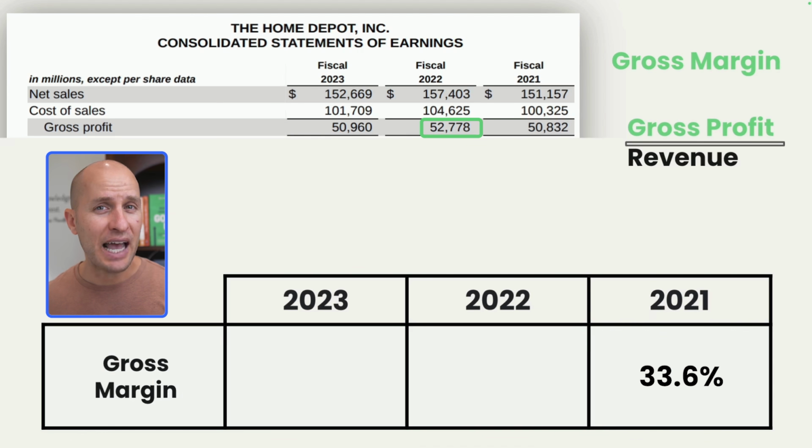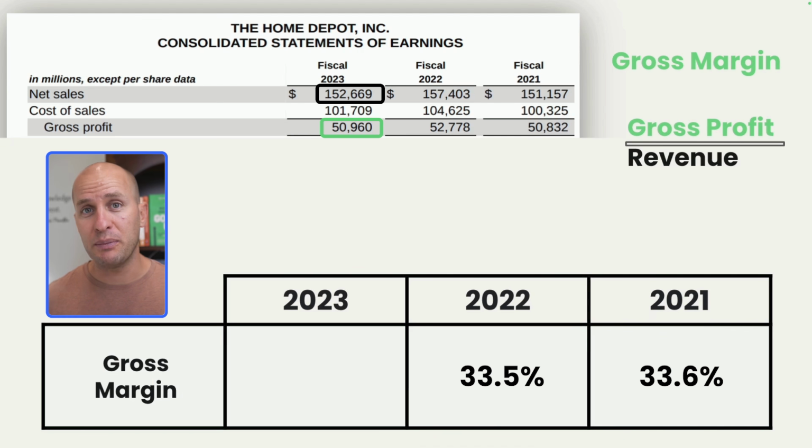If we do that exact same calculation for 2022, we see that the company's gross margin was 33.5%. And if we do that calculation for 2023, we see that Home Depot's gross margin was 33.4%. Now, by looking at gross margin over a period of time, we can actually see that Home Depot's gross margin is declining as time moves on ever so slightly.